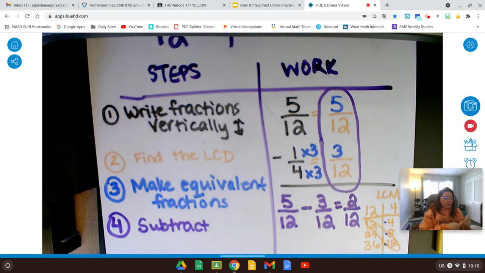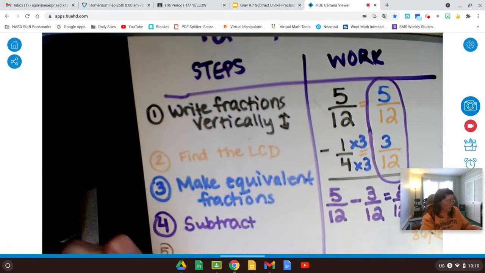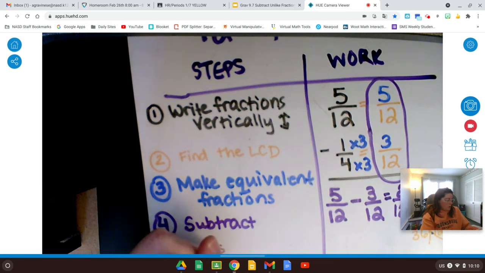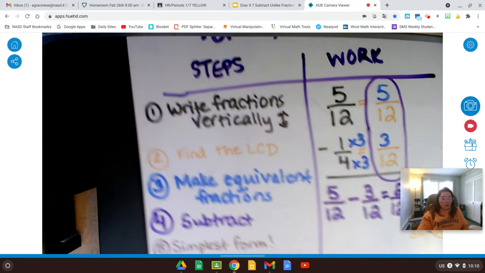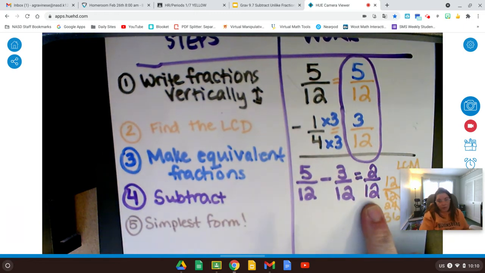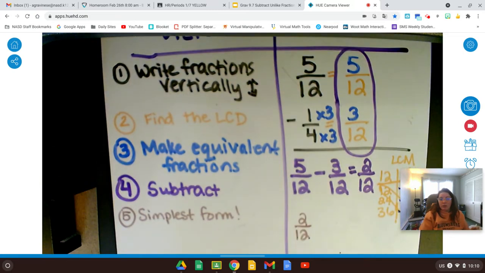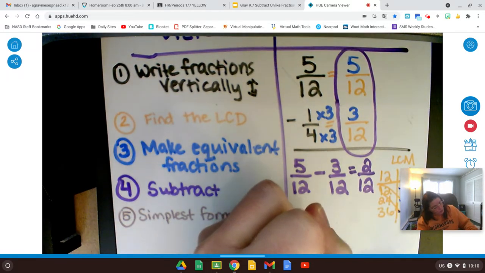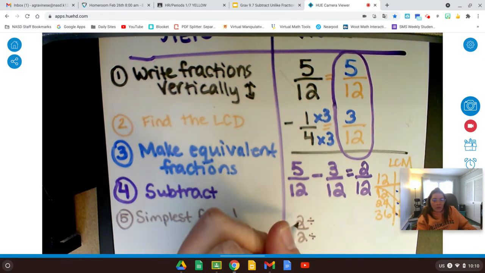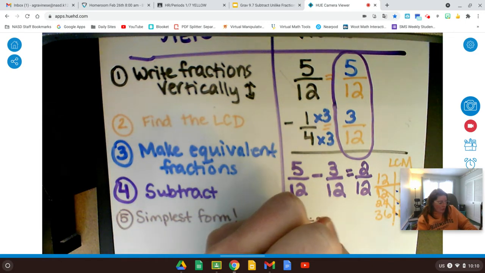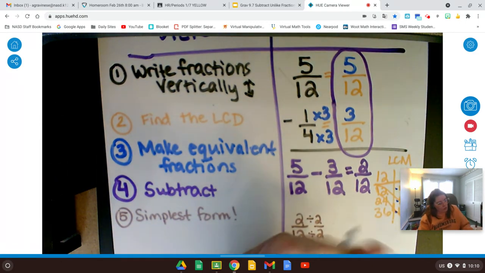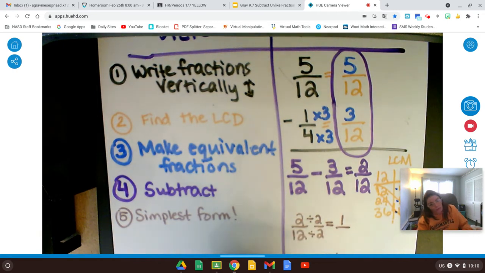Unless, step 5, we have to simplify. Make sure your answer is in simplest form all the time. So our difference was 2 12ths. Can I simplify 2 12ths? Is there a times table that gives me both a 2 and a 12? Yeah, my 2 times tables, they're even. When you have the numerator and denominator even, you can always start by dividing it by 2 if you're unsure. 2 divided by 2 equals 1, and 12 divided by 2 equals 6. Since my numerator is a 1, I know I'm in simplest form, 1/6.